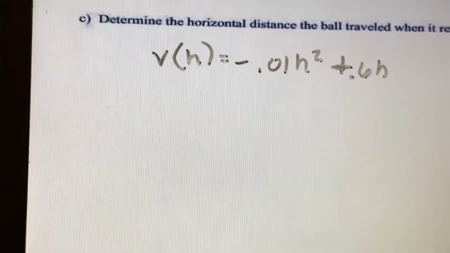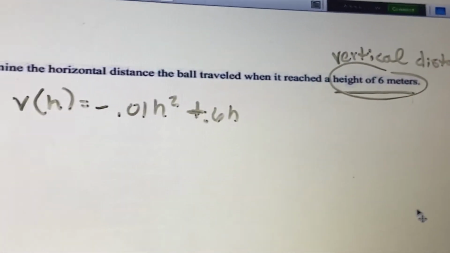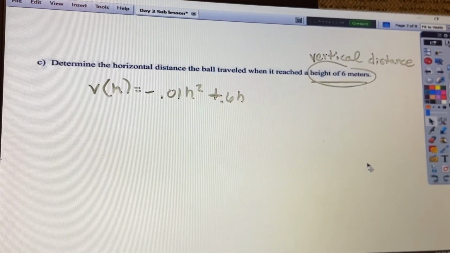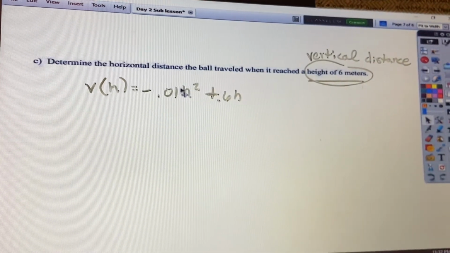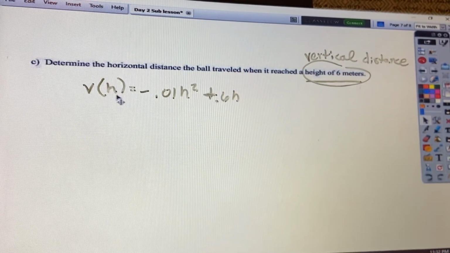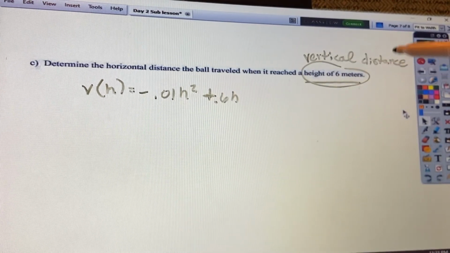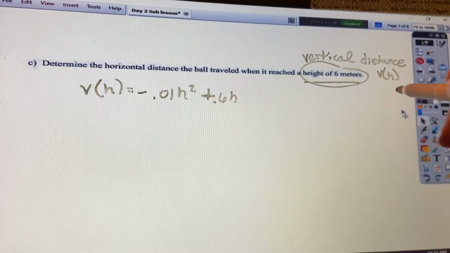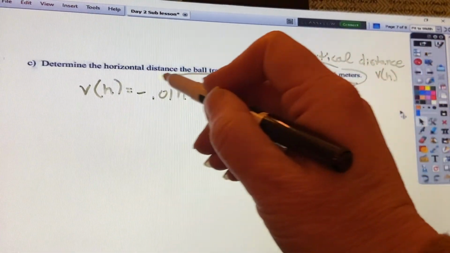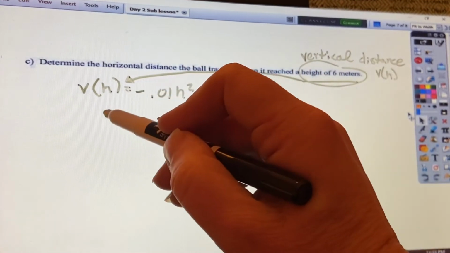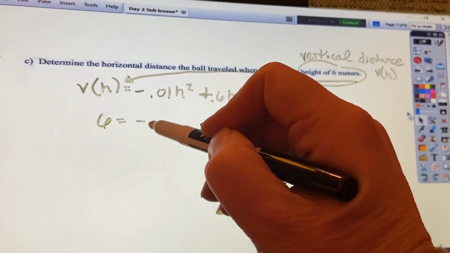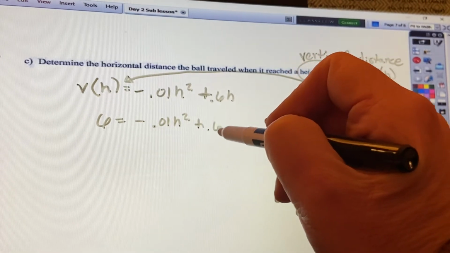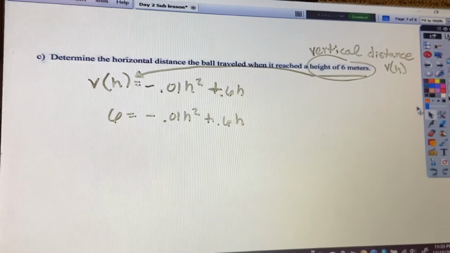Most common mistake I could see with this problem would be that people would substitute the 6 in for your horizontal distance and not your vertical distance. That's your vertical distance, which they said is V of H at the top in this problem. So our 6 needs to go right in here. 6 equals negative 0.01 H squared plus 0.6 H. And now we're going to solve.